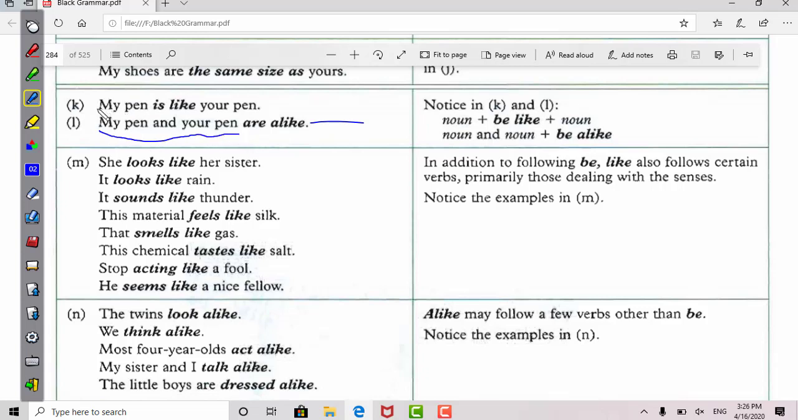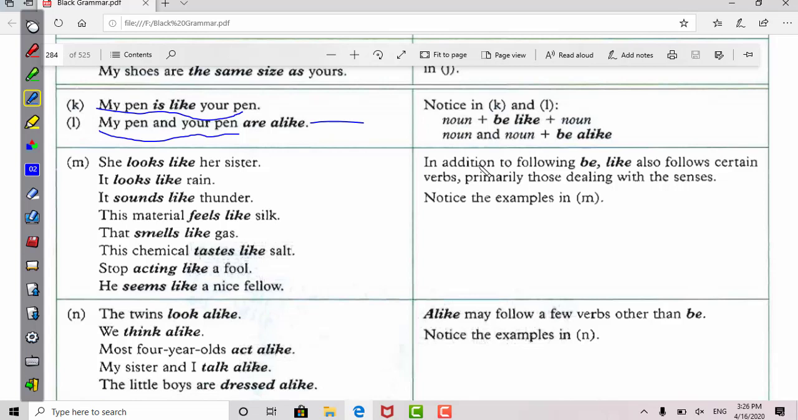This one only compares two things, but this one you put "is like" or "like" in the middle. So the formulation will be noun plus be like plus noun. Jadi be like-nya bisa di tengah atau di akhir kalimat. Okay? And you can put "like" before "like". You can put, in addition to following be, like as follows certain verbs, primarily those dealing with the senses.